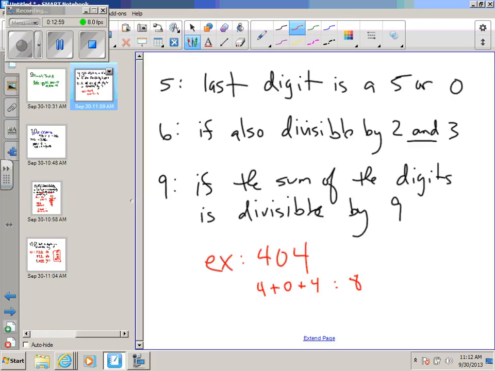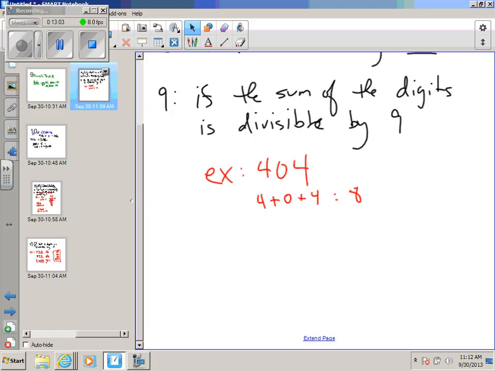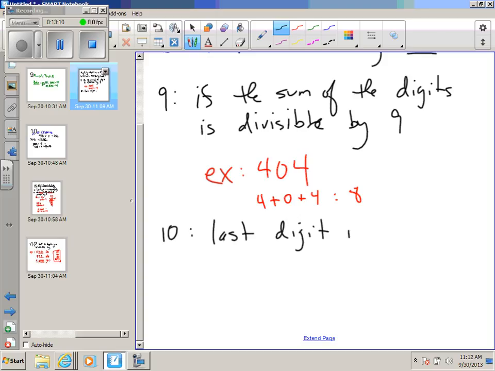Okay? And then 10, that's a really easy one. Last digit is a 0.